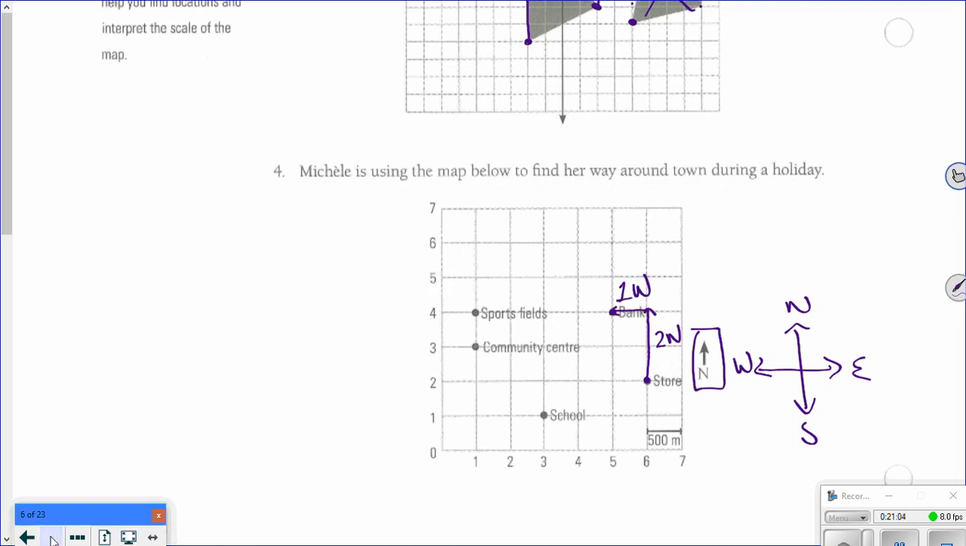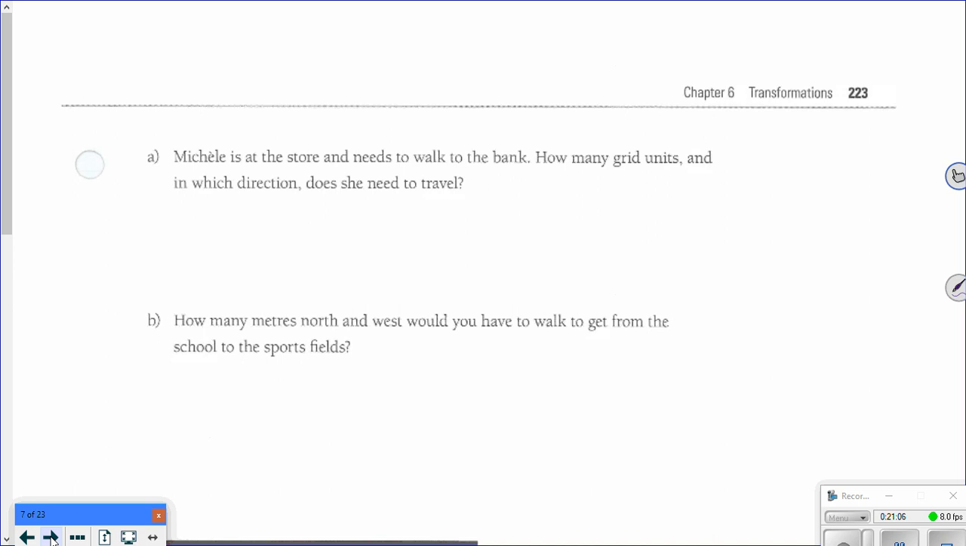So if you flip to the next page, so she's at the store, needs to walk to the bank. How many grid units and in which direction does she need to travel? So she needs to go 2 units north and 1 unit west.